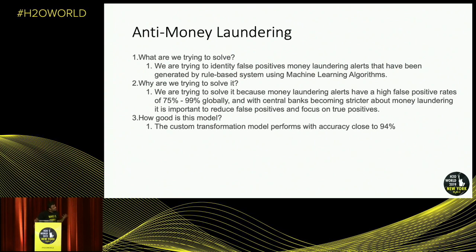So for that, we actually built an entire module or package which purely solves anti-money laundering. This package has different custom transformers that are very specific to this behavior. And using that, we've actually reduced the false positive rate by about 94%. And this is essentially how you can think about using the custom recipes as well.